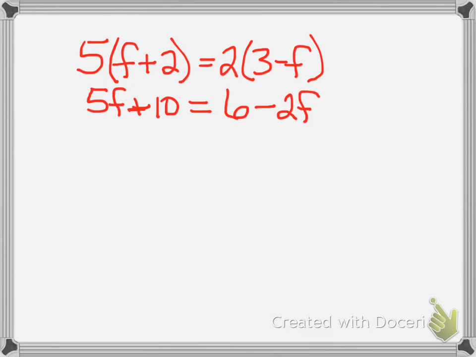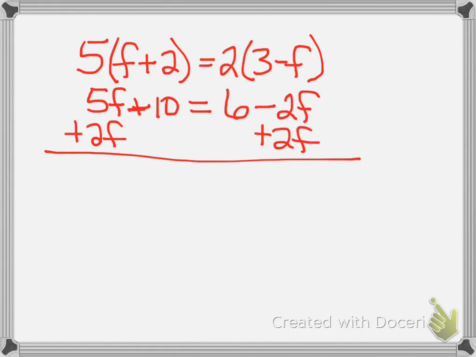Are there any like terms to combine on either side? No. On the left, there's an f term and a constant. Same on the right, a constant and an f term. They can't be combined. Now I bring my variables together on one side. Which way am I going to do it? Am I going to deal with the 5f or the negative 2f? What would be best? Negative 2f. Yes, so since it's negative, we're going to add 2f to both sides. Draw my line. From left to right, I have 7f plus 10 equals 6.